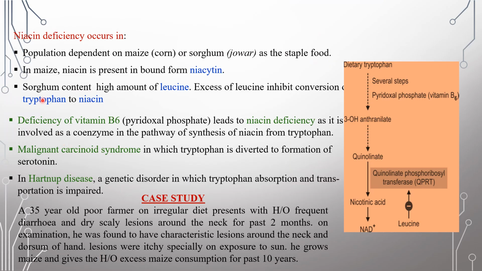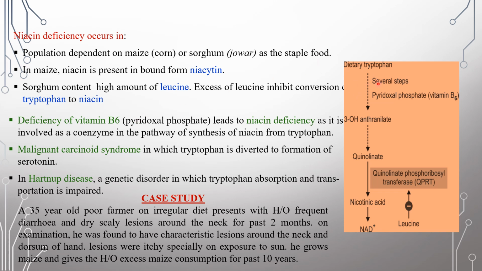Then, what are the conditions in which niacin deficiency happens? The population who are dependent on maize and sorghum, that is jowar and corn, as a staple food. In maize, the niacin is present in the bound form, and sorghum contains a high amount of leucine, which also inhibits the conversion of tryptophan to niacin.